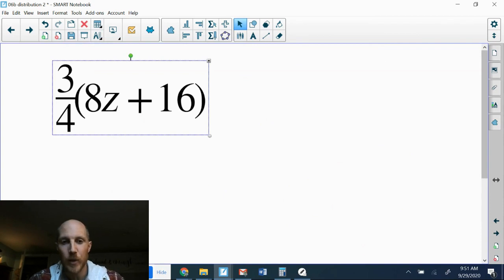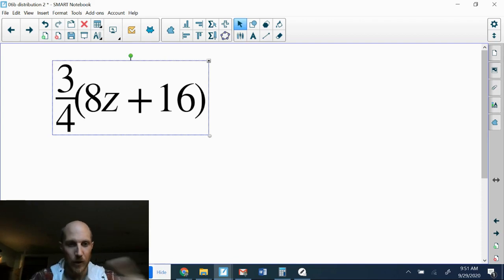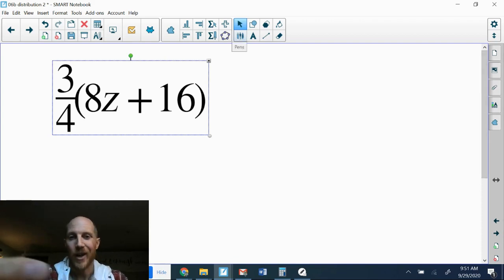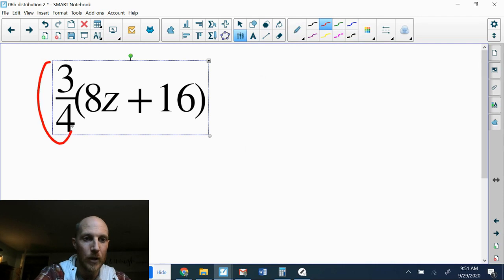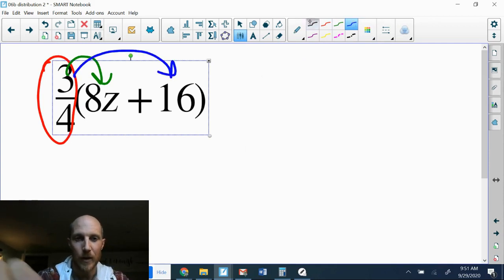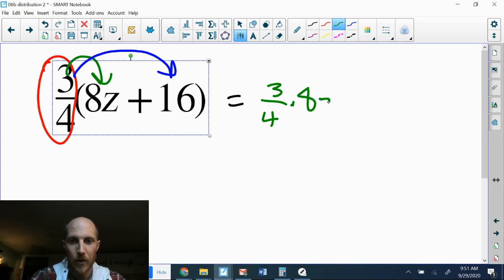Next, what if the fraction doesn't have a numerator of 1? That does make it a little bit different because I cannot rewrite this one like the previous one I showed. So this one I just have to multiply the fraction. I take this 3/4 and it's going to be distributed onto the 8z and also onto the positive 16. I'll use the space over here on the side of the page first. So 3/4 times 8z, and then following the blue arrow, plus 3/4 times 16.